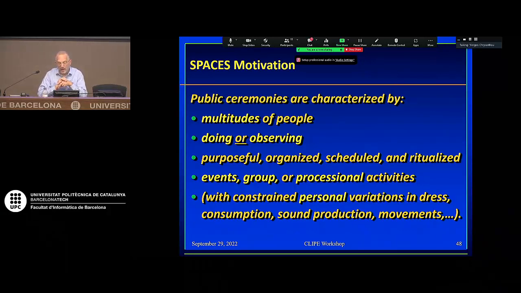There are specialized events, there are group activities, and there are a lot of processional, marching around kind of activities and people moving from one place to another. There are also constrained variation, and this we weren't interested in, but people wearing different costumes, eating different things. So there's a lot of that low-level virtual human stuff that we didn't do that's really important.